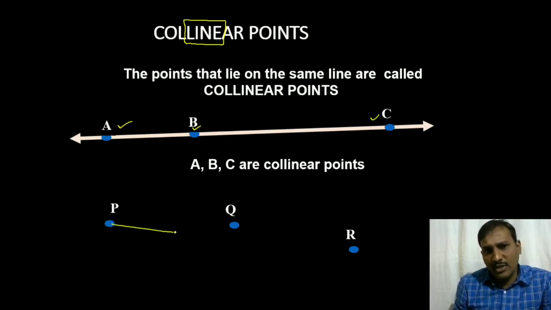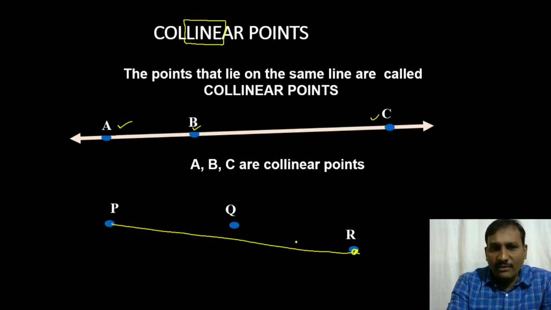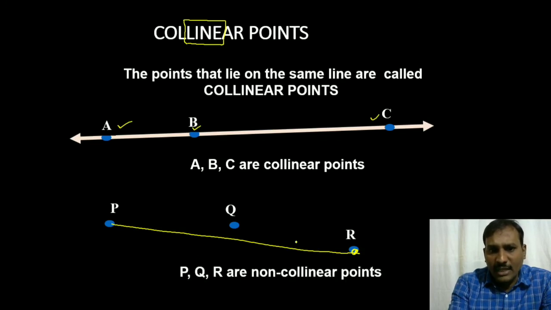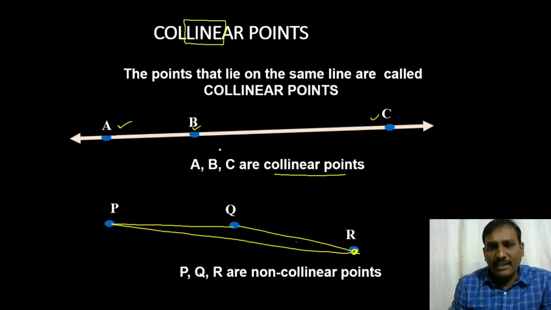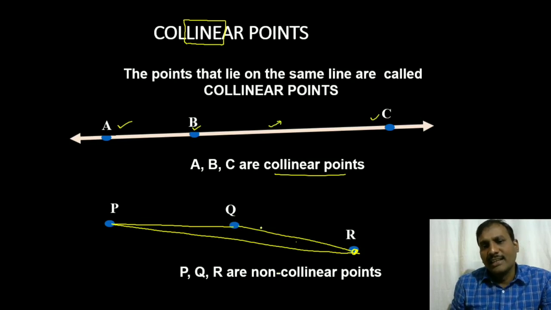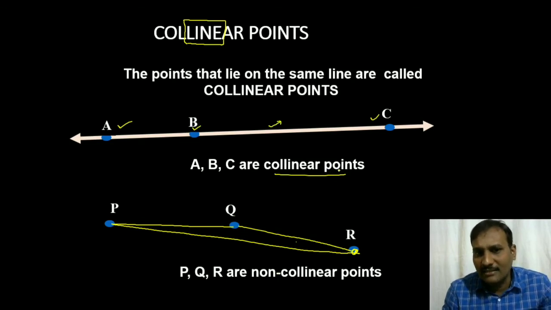So if you observe, if you join P and Q, that is, Q is not on this line. Therefore P, Q, R are not collinear points. So when you have 3 points, either they are collinear or non-collinear: they form a line or they form a triangle. If they are collinear, they form a line. If they are non-collinear, they form a triangle. Means if they are collinear, they can't form a triangle. So this is the definition you have to remember.